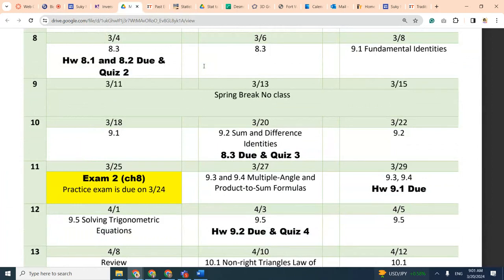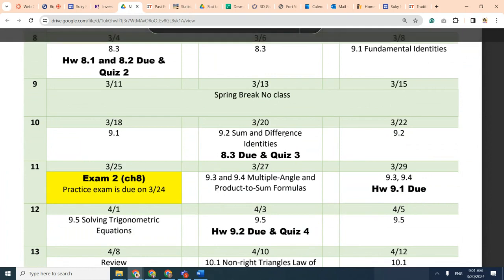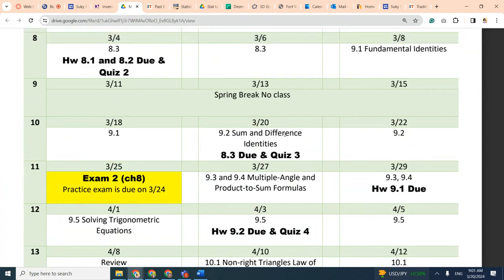So last class we finished section 8.3. I hope you have finished most of your homework because homework 8.3 is due tonight. And you also have quiz 3 due tonight. Quiz 3 is mainly about 8.3. Okay, everybody? Today we will also start 9.1.